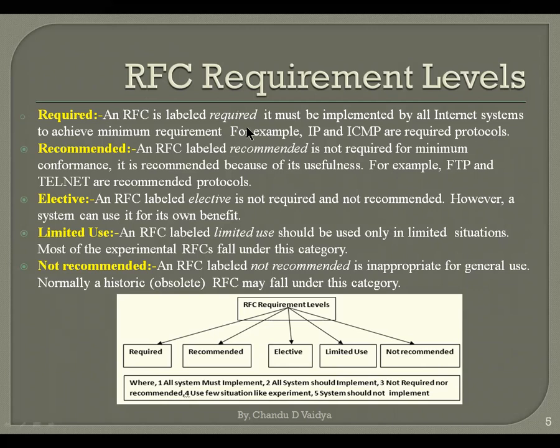An RFC is labeled required if it must be implemented by all internet systems to achieve the minimum requirement. For example, IP and ICMP are required protocols, so these are the two protocols that are applicable everywhere. For IP, every header format comprises fields, and IP version 4 and IP version 6 are available. Recommended, for example, FTP and Telnet are recommended protocols for their own and specific purposes. Elective is not a mandate, and limited use and not recommended are also available. These are the 5 RFC requirement levels, shown in the diagram in a gist format.